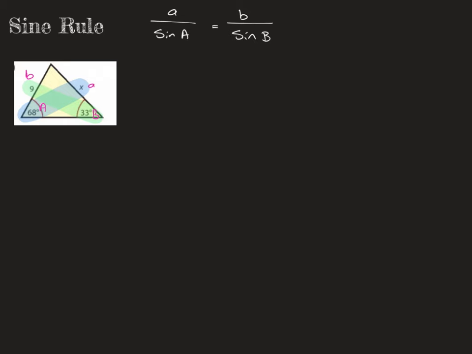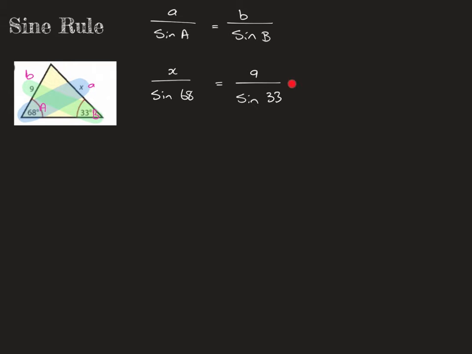So instead of a, I'm going to put in x. Instead of sine A, I'm going to put in sine of the angle, which in this case is sine 68. So I can say x over sine 68 is equal to, instead of b, I can put in 9. So I'm going to put 9 in instead of b. And that's all going to be over sine of B, and sine of B in this case is going to be sine of 33. So sine of 33. Okay.